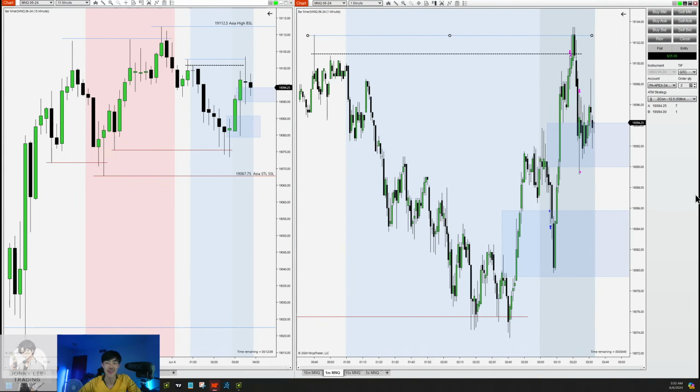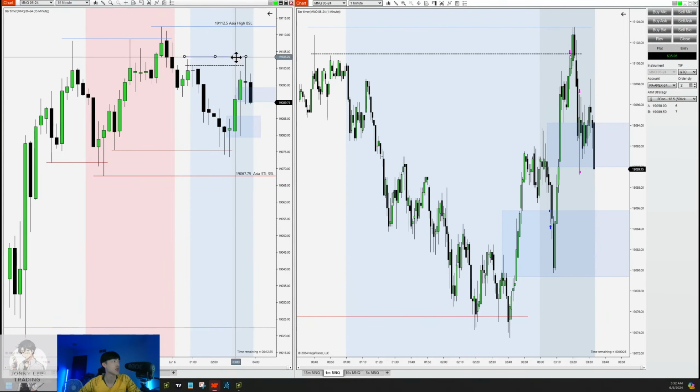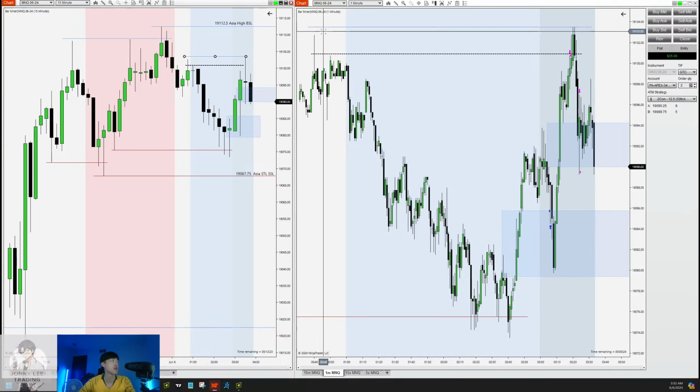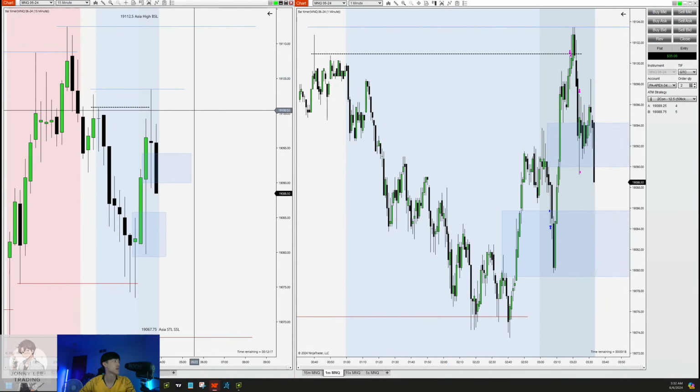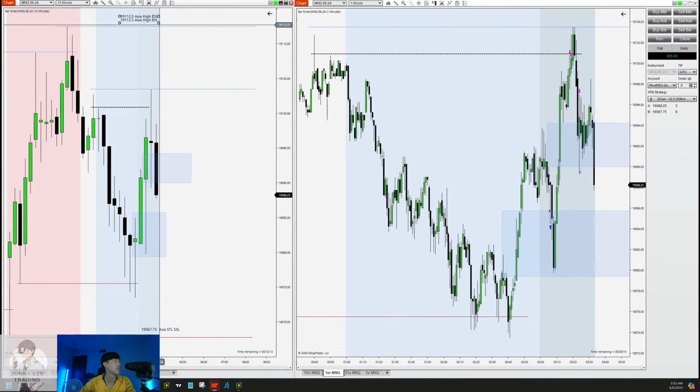Very interesting there. So do I think you can head higher? Yeah, maybe, but people who are trying to get in are going to get plastered. And what has this done now? This has created a relative equal high situation over here. So now we have minor relative equal highs up here, right?